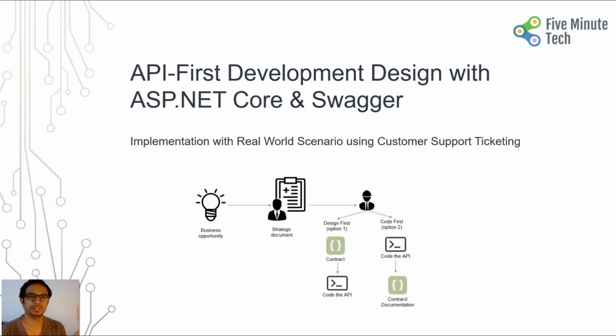Today we will be talking about API first development design using ASP.NET Core and Swagger. In this we'll be implementing a real world scenario for implementing customer support ticketing system. So let's get started.